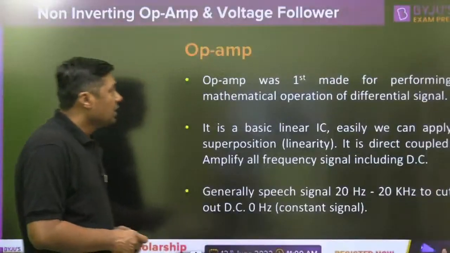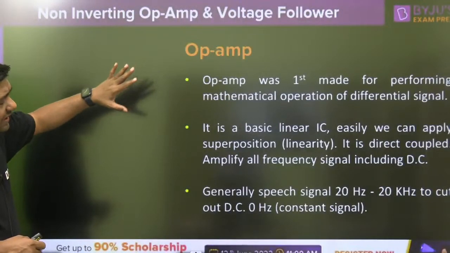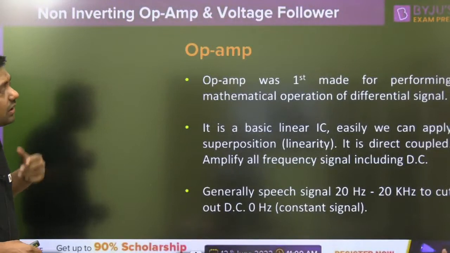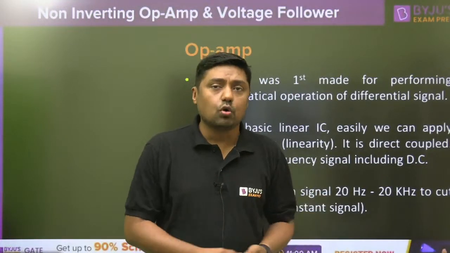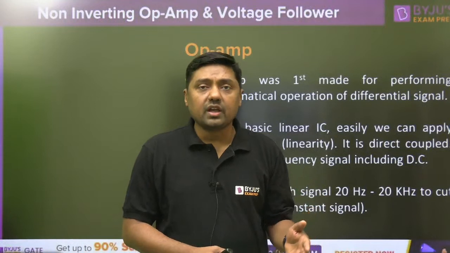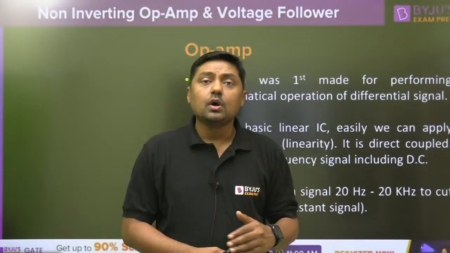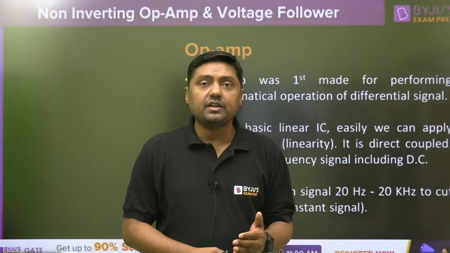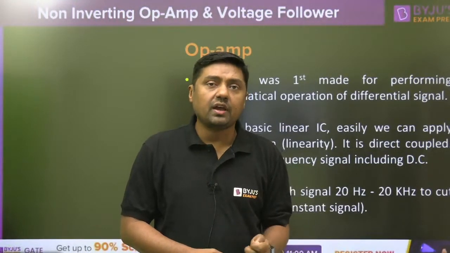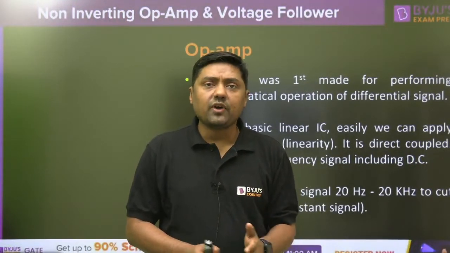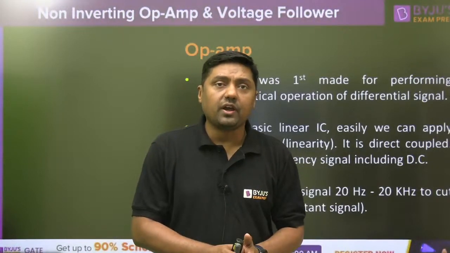Already I have given the characteristics of the operational amplifier. It was initially designed to do mathematical operations, and that's why it is called an operational amplifier. It is a voltage controlled voltage source. Input resistance is very high, output resistance is very low, voltage gain is ideally infinite, and gain bandwidth product should be infinite, it should be very, very high. It is a multi-stage amplifier, a direct coupled amplifier.